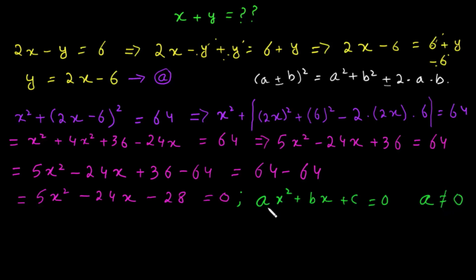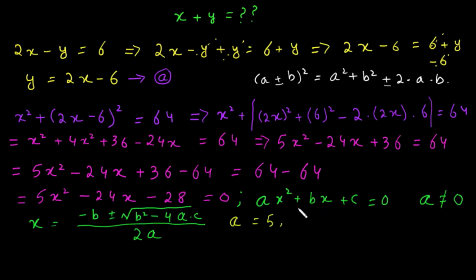This is a quadratic in x. Remember, a is the coefficient of x squared, b is the coefficient of x, and c is a constant. And this has a solution x is equal to what we call our trusty key, the quadratic formula, and it is minus b plus minus square root of b squared minus 4 times a times c, divided by 2a. So comparing this quadratic formula and this quadratic equation, we notice that a is equal to 5, b is equal to minus 24, c is equal to minus 28.